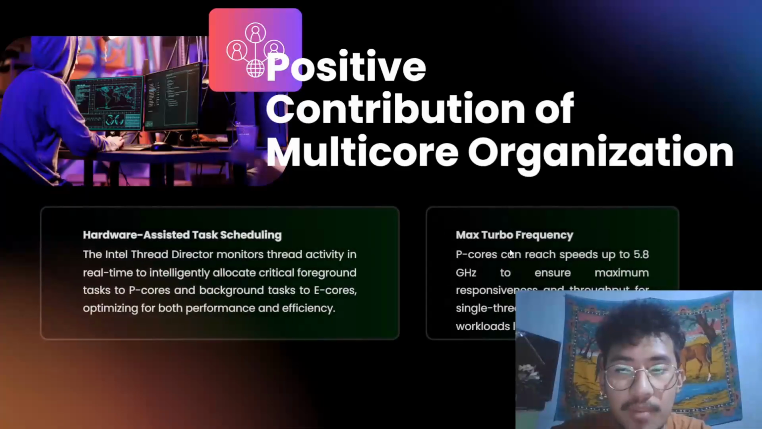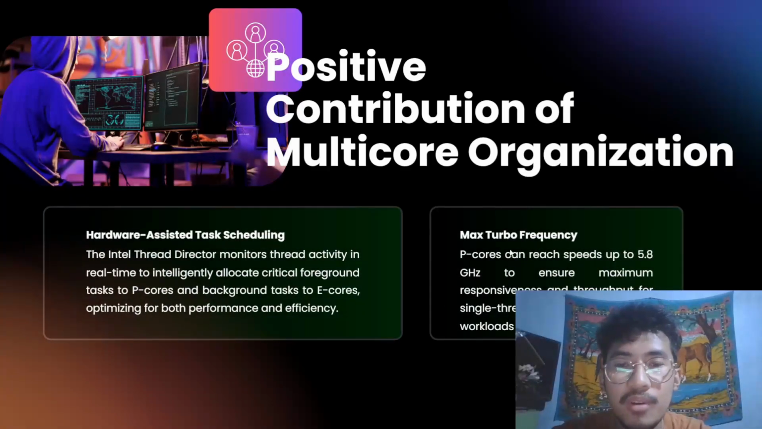This brings us to the positive contributions of this specific multi-core organization. First, we have hardware-assisted task scheduling. Because we have different types of cores, the processor uses the Intel Thread Director. It monitors threads in real time and tells the operating system to put the heavy game on the P cores and the background update on the E cores. Second is the max turbo frequency. The P cores in this architecture are engineered to burst up to 5.8 GHz. This ensures that single-threaded legacy apps or high refresh rate games remain snappy and responsive.